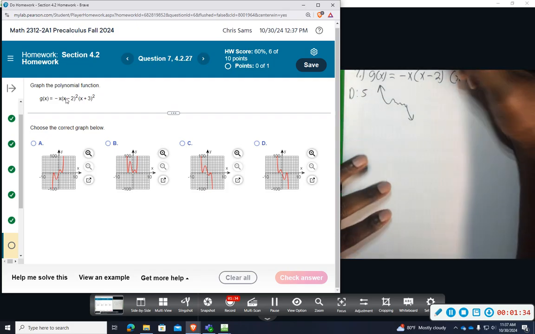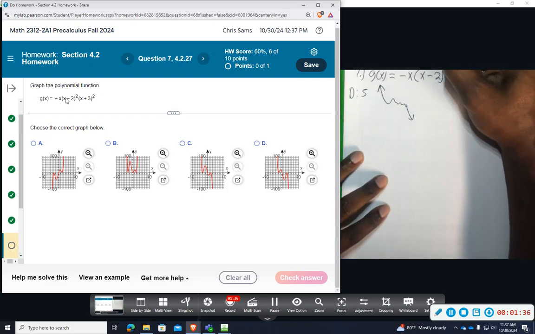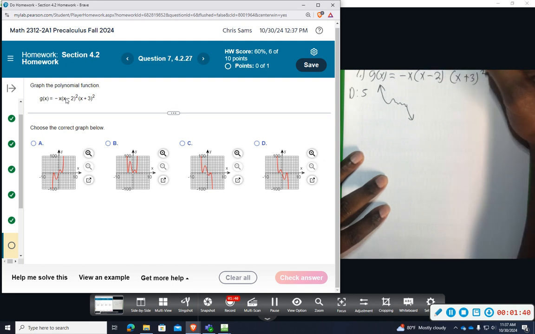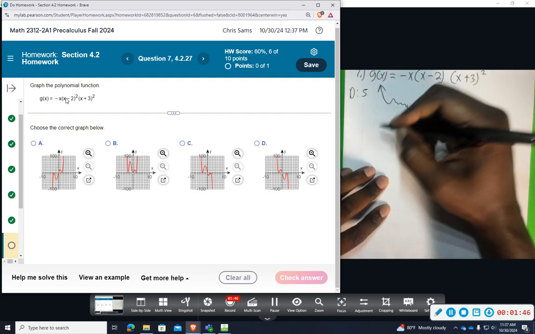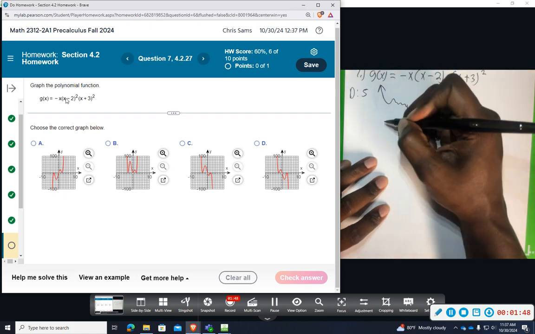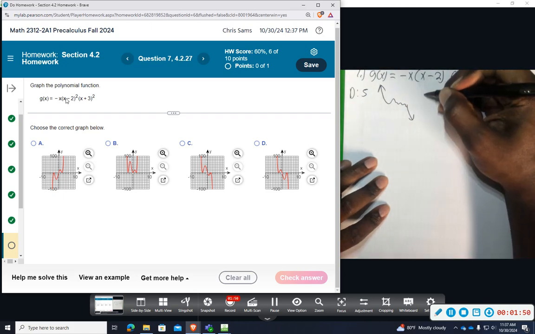So we have 2 with even degree. So these two are just going to touch. Okay, they're not going to cross, they're going to touch and turn around. And it's going to cross at this one. So if I say, and it doesn't matter if the x is negative or not, it's going to end up being the same. I'll just show you.